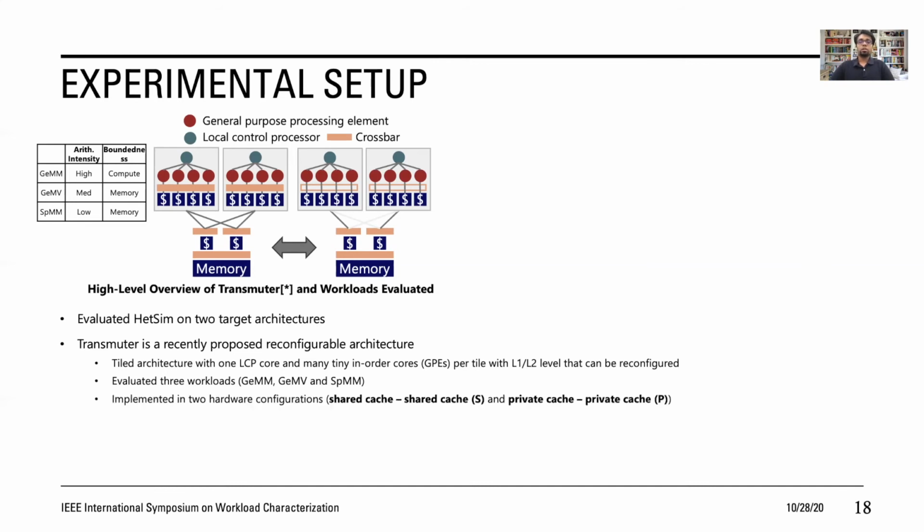We evaluate these on two Transmuter configurations, one where L1 and L2 are both shared cache, and the other where they're both reconfigured into the private cache mode.